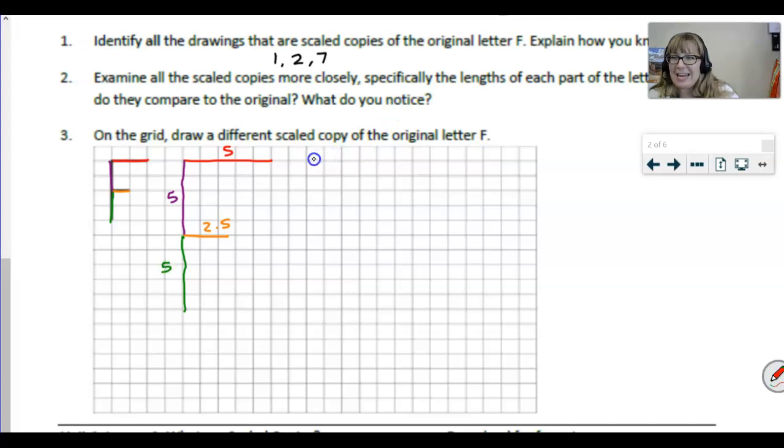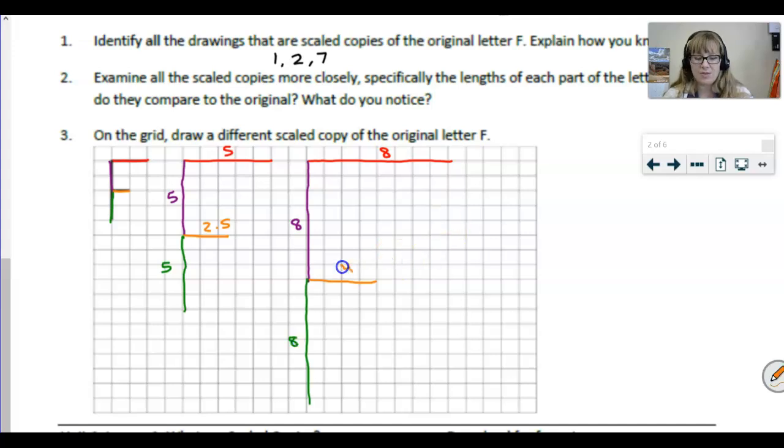The next one I'm going to draw is 8. So 1, 2, 3, 4, 5, 6, 7, 8. So now the top part of the F is 8, which means keeping everything the same. If that grew to 8, then that means this piece is going to grow to 8. There's 2, 3, 4, 5, 6, 7, 8. And the next piece is also going to have to be 8. 1, 2, 3, 4, 5, 6, 7, 8. And our arm is going to be half of that. So 1, 2, 3, 4. So again, we're keeping all of our side lengths growing the same way.